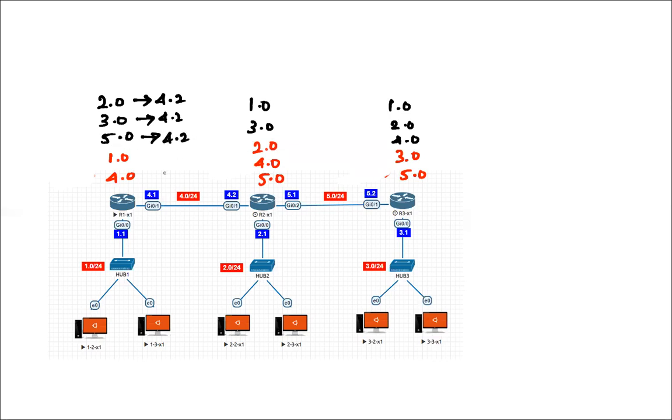Yes, so this is the routing. This is the static routing we're going to create. S is for static routing, right? These entries marked C are directly connected. Again, what is the next hop IP?